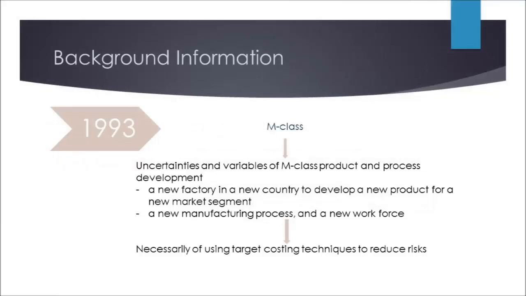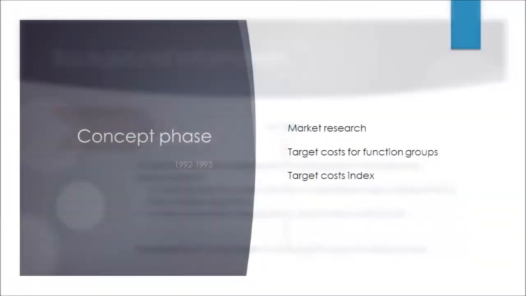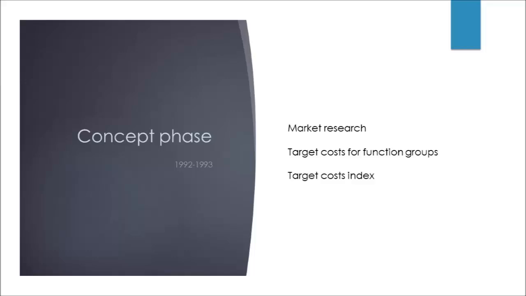A large number of risk factors accompanying the entire project, like new product, new market, new manufacturing unit, and finally an uncertain expansion project, made the usage of the target costing technique necessary for the company. The concept phase of the M-Class product lasted 1 year, between 1992 and 1993.